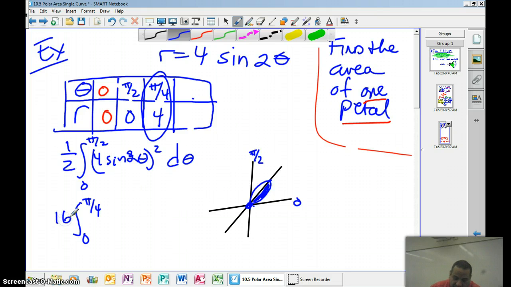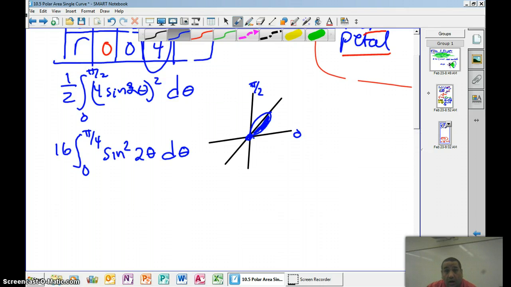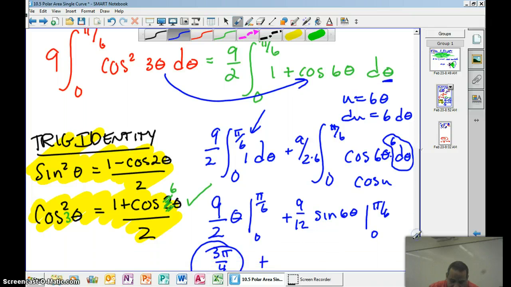So then I have 16 on the outside. Why 16? Because 4 squared is 16. Then I'll have sine squared of 2 theta on the inside. I'll square it out. Now I'm going to use that trig identity. Let's go back to the other one. For sine squared, it's 1 minus cosine. Cosine is the plus, and they're both the same. Maybe a little way to remember it. So it's 1 minus cosine of 2 times 2 theta, all over 2.